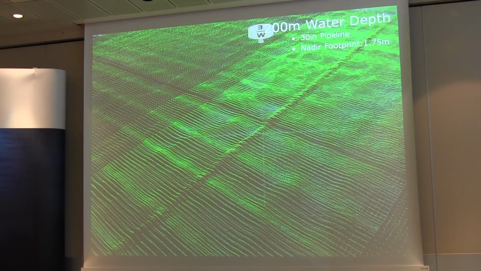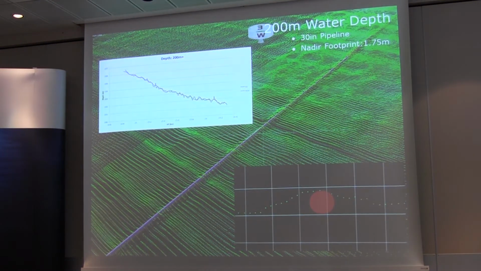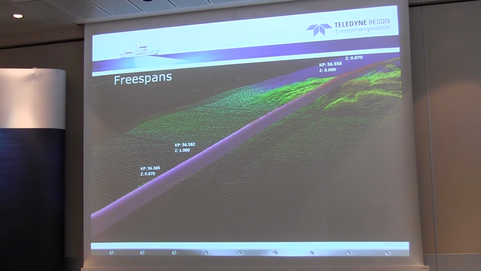So, like I said, we went up to 200 meters to test how far it went, and this is with the 400 kilohertz. Normally, you would be switching back to the 200 kilohertz at these depths. But just testing the algorithm, and well, there's the pipe again. Much noisier, of course, but I was still impressed that we could see the pipe at this frequency, at this depth.